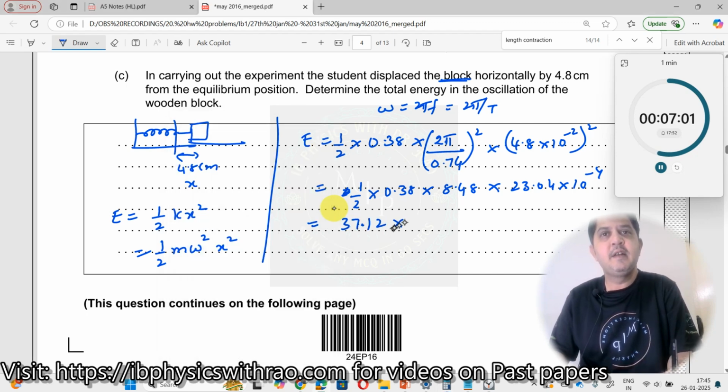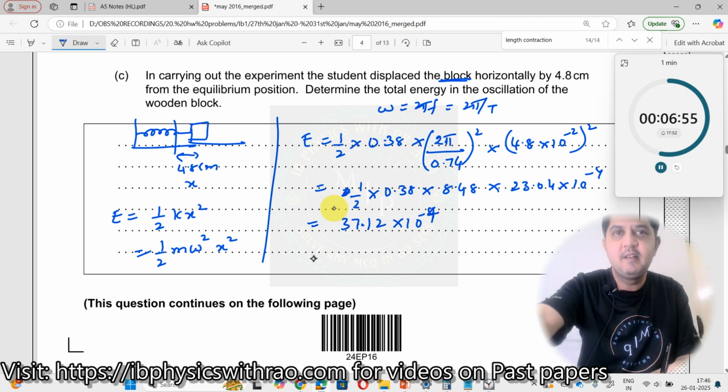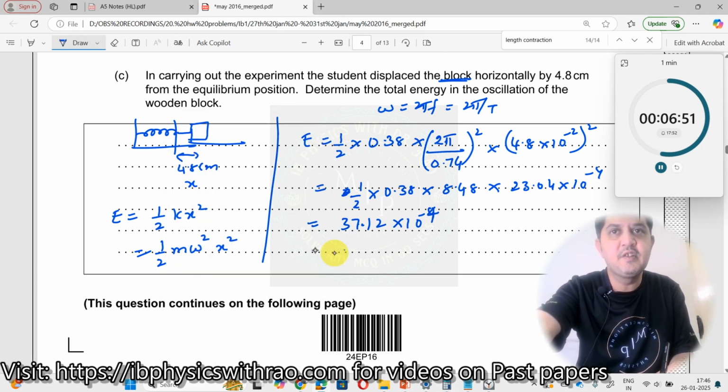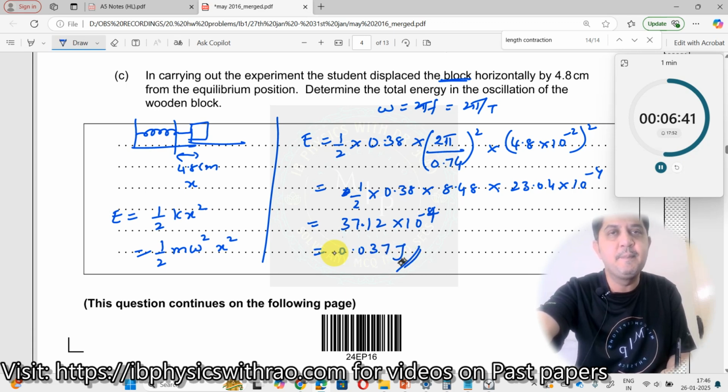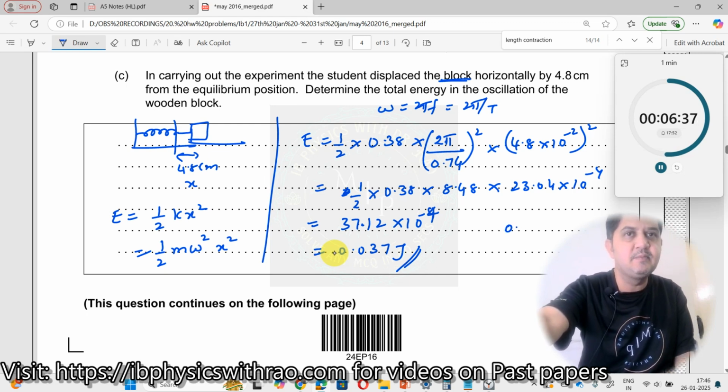37.12 into 10 to the power of minus 4, which should now be equal to, let me just recheck it once again. Okay, so this should now be equal to 0.037 joules over here. The correct answer is 0.033 joules. 0.033 joules is the right answer according to the marking scheme.